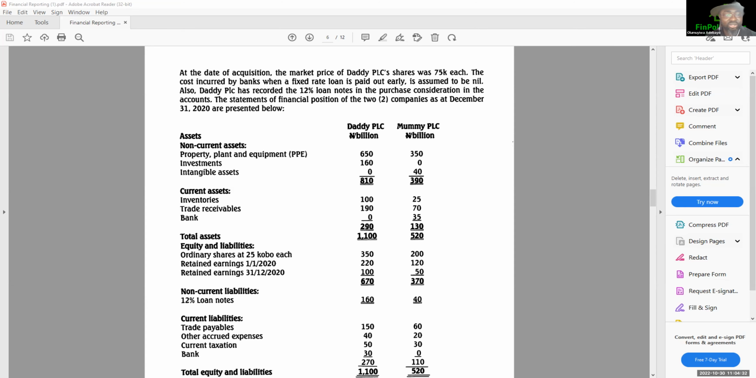Now let's look at the last consideration, cash consideration. Now, this would have been a deferred cash consideration, but it is not. Who can tell me why it is not a deferred cash consideration? And what is the difference between a cash consideration and a deferred cash consideration?